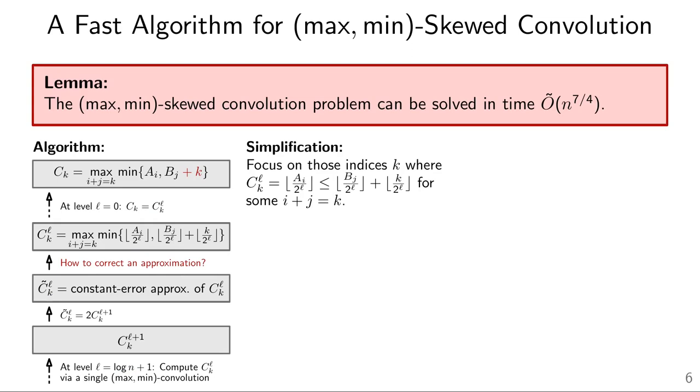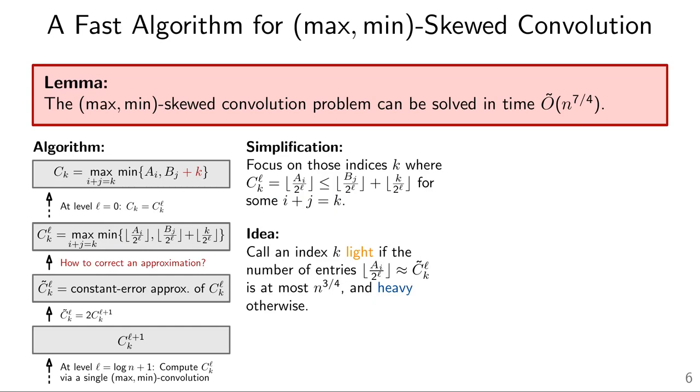First, we simplify and we'll only consider those indices for which this minimum here is attained by the left-hand side. Okay, so this is actually attained by the left-hand side. The right-hand side is greater or equal than the left-hand side. If we only focus on these indices, then the following idea works out.